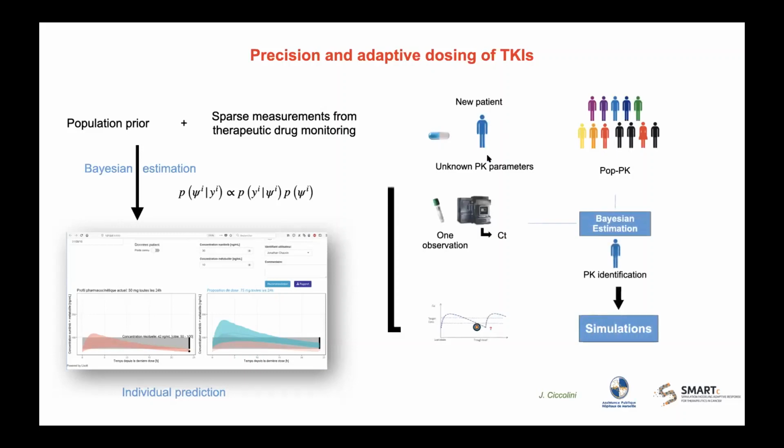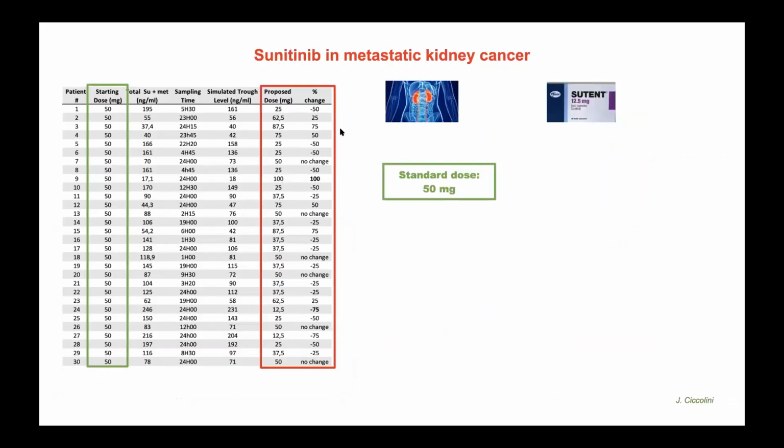When there is a new patient with unknown PK parameters, we combine with the population PK prior information. With only one observation, we do Bayesian estimation, identify the PK parameters, run simulations, and predict what should be the next dose for the next cycle, and then adapt dynamically to each cycle the dose that the patient should receive.